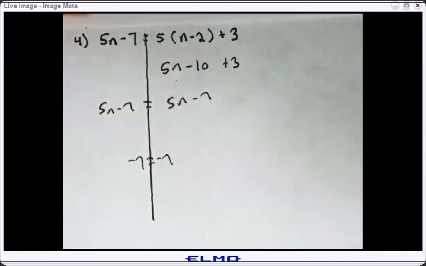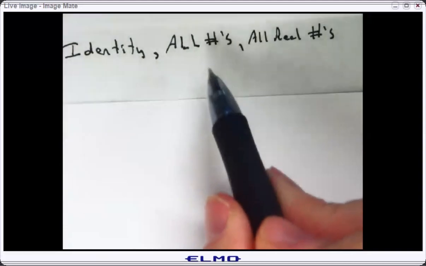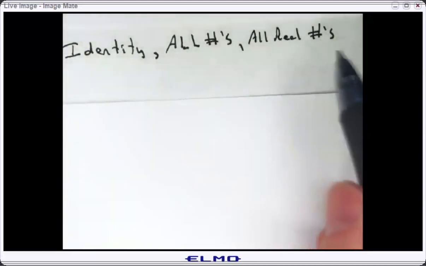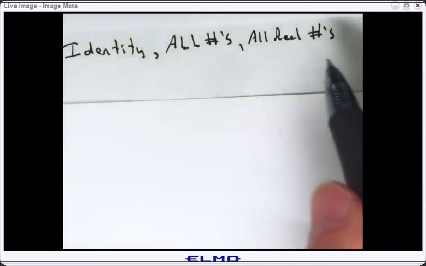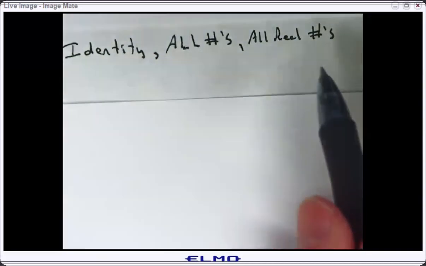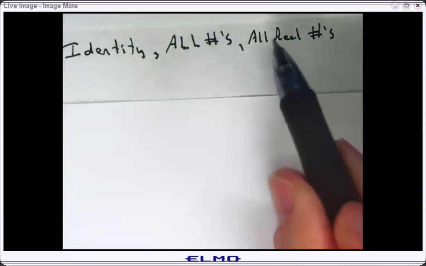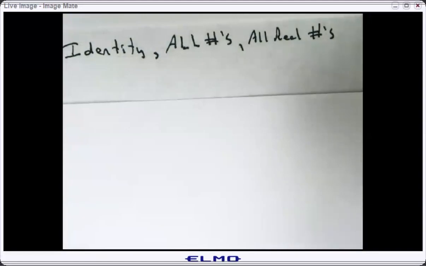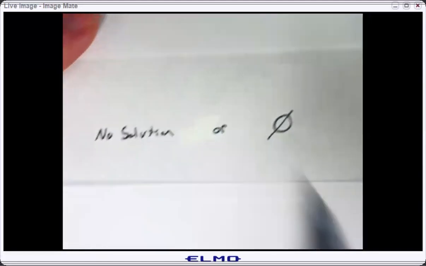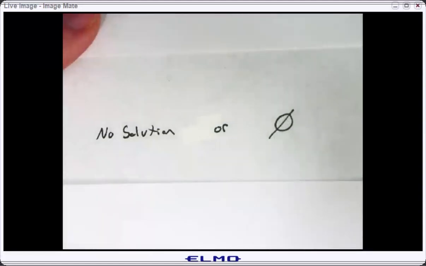Now, there are 3 ways to write your answer to this. You could write the word identity. You could write all numbers because all numbers are a solution to the equation. Or on multiple choice tests, a lot of times they'll say all real numbers because there are imaginary numbers that you are supposed to get to at the end of Algebra 1, if not in Algebra 2, but there are imaginary numbers and they don't count in this. So all numbers, all real numbers are identity. And when you have no solution, you can write no solution, you can abbreviate it no SOL, or you can write the empty set, no solution.